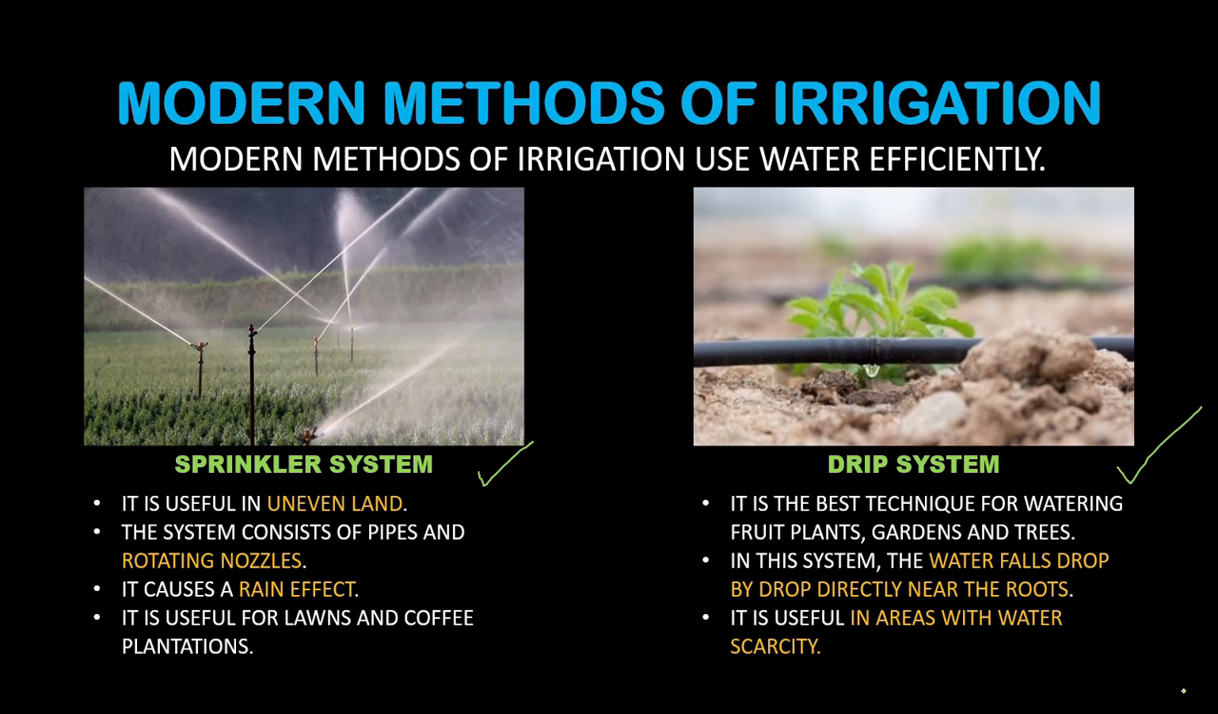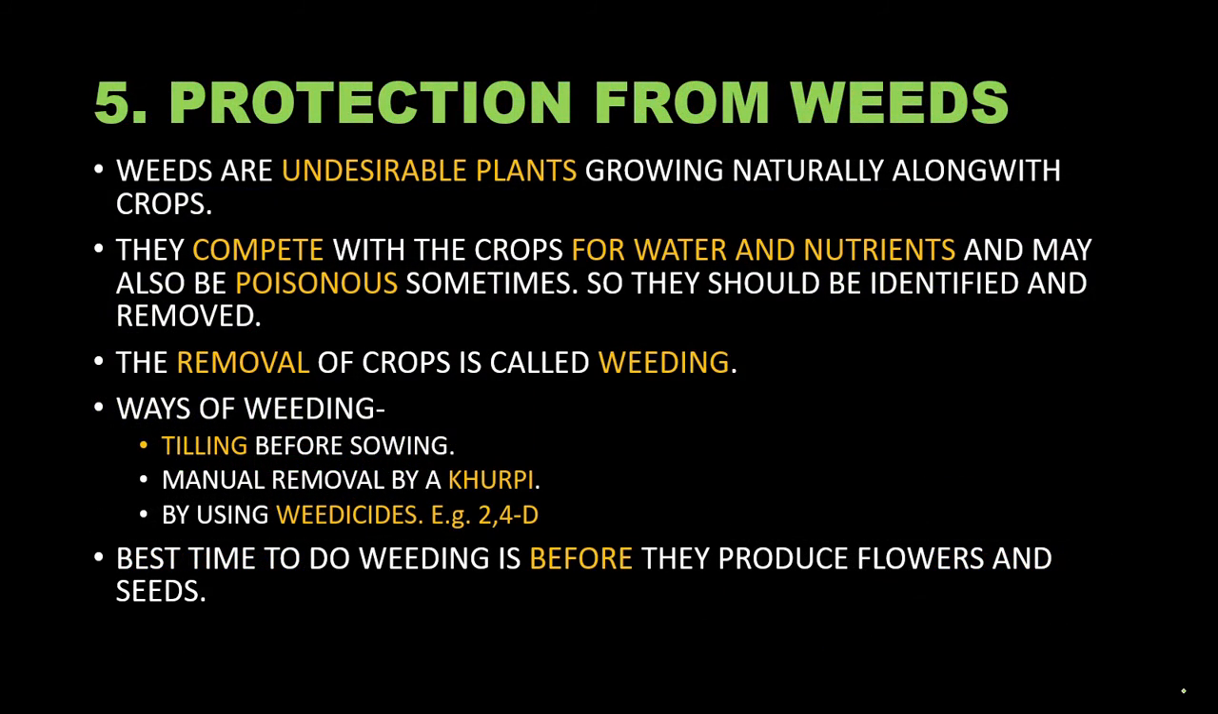So till now we have supplied nutrients and water to the crops. Now the water and the nutrients will help other unwanted plants or weeds to grow also. These unwanted plants have to be removed to protect the crop. Hence, the fifth step, protection from weeds. Weeds are undesirable plants growing naturally along with crops. They compete with the crops for water and nutrients and may also be poisonous sometimes, so they should be identified and removed. The removal of weeds is called weeding.